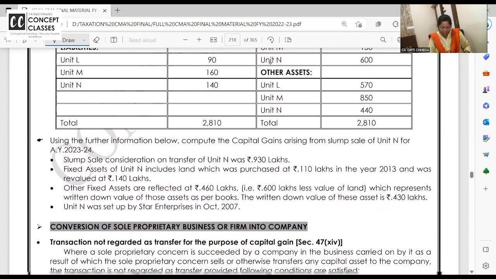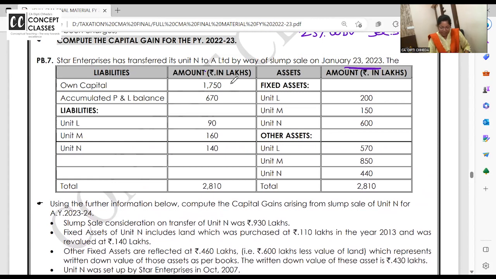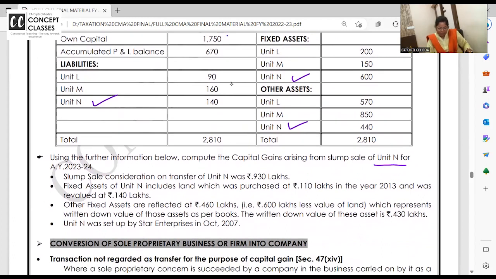Now read this, next question. Star Enterprises has transferred its unit N to A Limited by slum sale. Only unit N, so be careful. You have to take only N. Own capital is given. When it is given in lakhs, don't write so many zeros; you also do it in lakhs. Using further information, compute the capital gain for unit N. Slum sale consideration is 930 lakhs. Fixed assets of unit N include land, which was purchased for 110 lakhs and was revalued for 140.